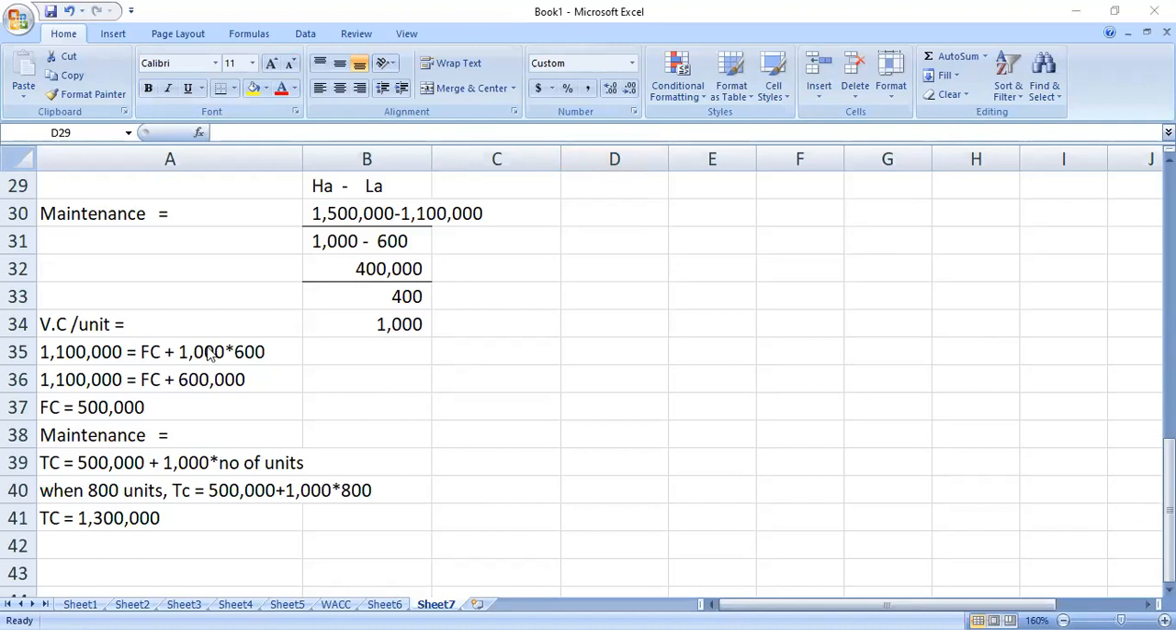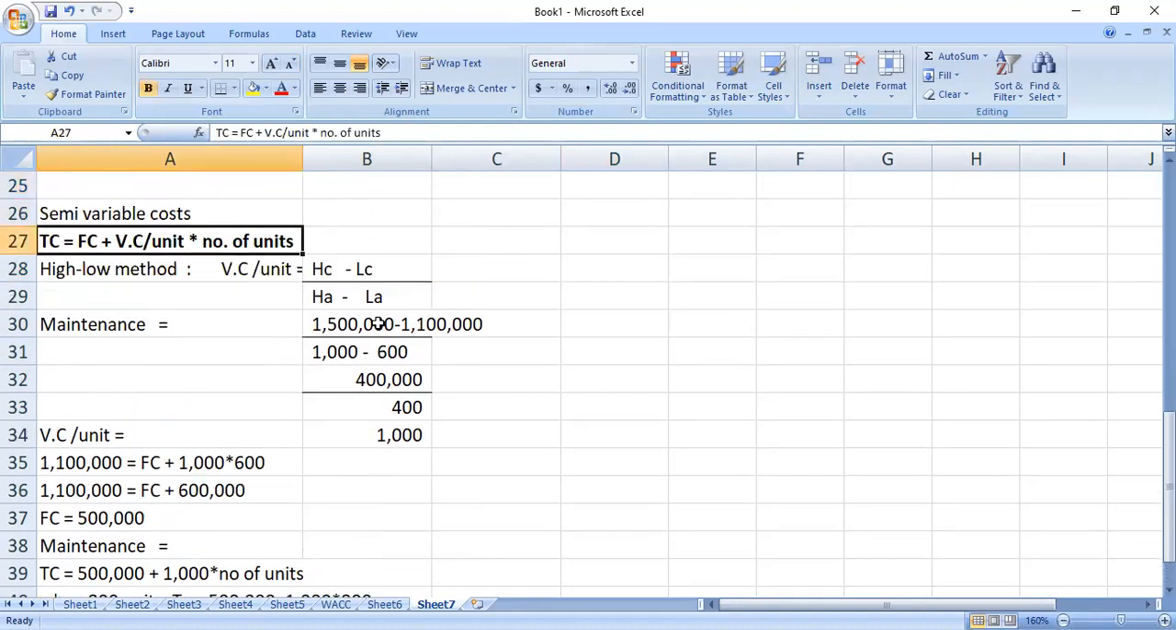1,000 from it. Think about this one here. It is the variable cost. We are saying that for this formula, total cost is equal to fixed cost plus variable cost. For maintenance, we have information regarding their high cost and the low cost and the activities. So we are able to obtain the cost per unit in this equation. We are able to obtain it by using this formula. That's how you get it.